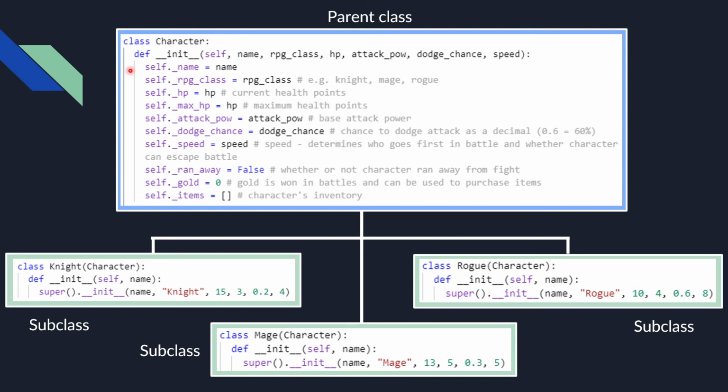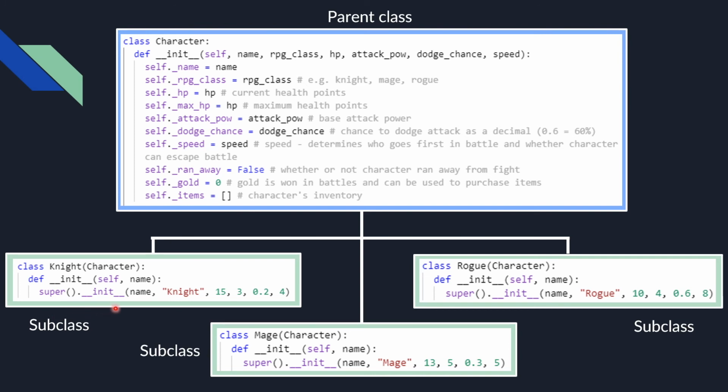So inside the character constructor, we're going to have all these attributes that we talked about before, like name, health, dodge chance, speed. We're going to assign them to variables in this class. And then any subclass that inherits from this character class is now going to have all of these attributes by default.